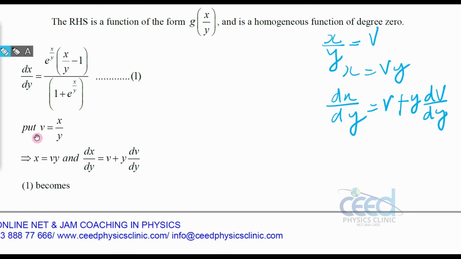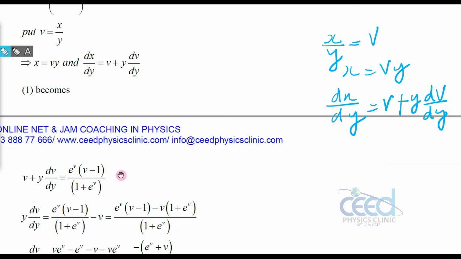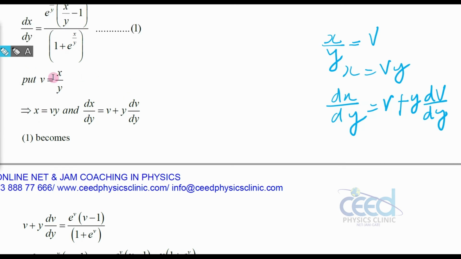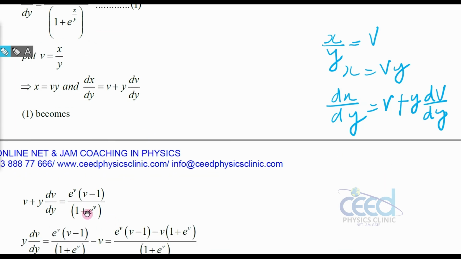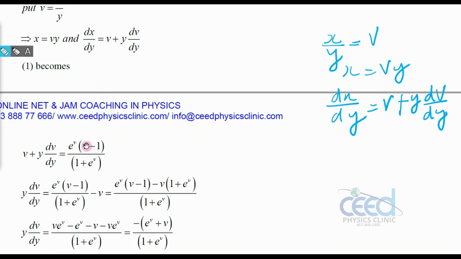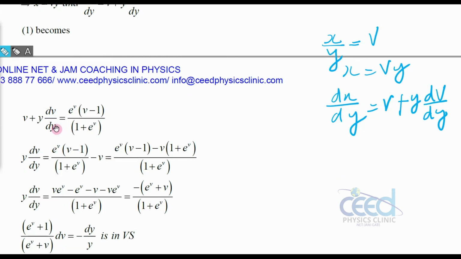So I am taking v as x by y in the final expression. That is x is equal to vy, and dx by dy we have already seen. Now I am going to substitute on this side: dx by dy as v plus y dv by dy, and here x by y is v, so it is minus e raised to v into (1 minus v) divided by (1 plus e raised to v). So all x by y I converted to v. So that is y dv by dy.